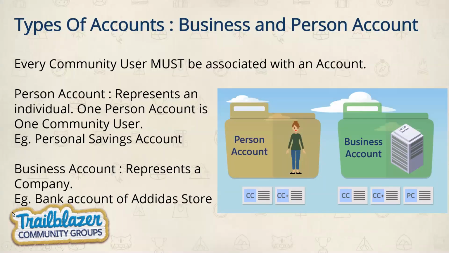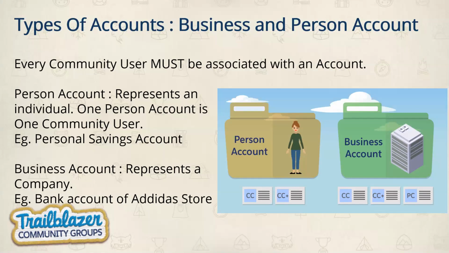Now, to go ahead and build any community, first we should understand how account comes into the picture in communities. Every community user must be associated with an account. So if I'm a community user, then I must have an account associated with myself. There are basically two types of accounts: one is person account and another one is business account. Person account, as the name says, belongs to an individual.